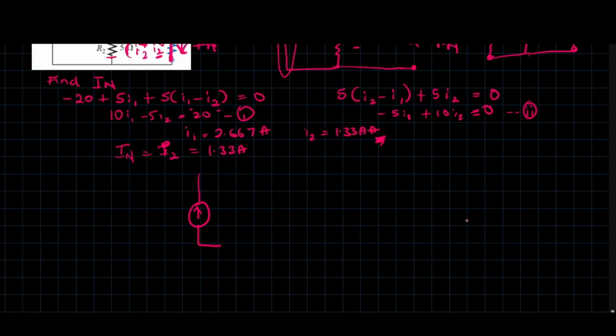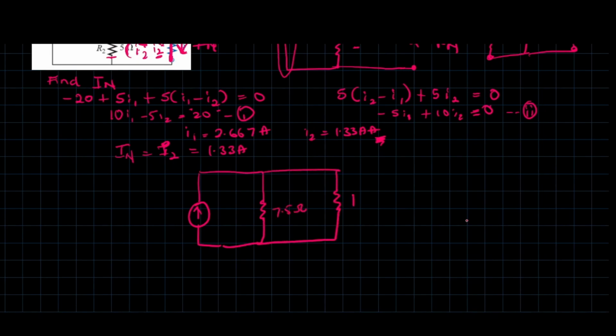And so now to draw the equivalent circuit, it's going to be In, which is drawn like this, in parallel with the resistance equal to 7.5 ohms, then in parallel with the load resistor, which was just R. This is going to be 1.33 amps. So this is just the equivalent circuit.